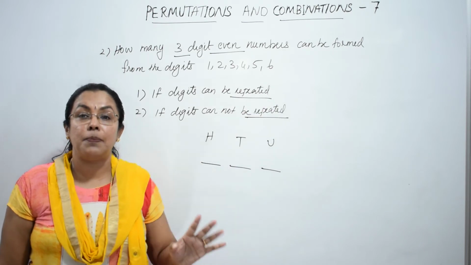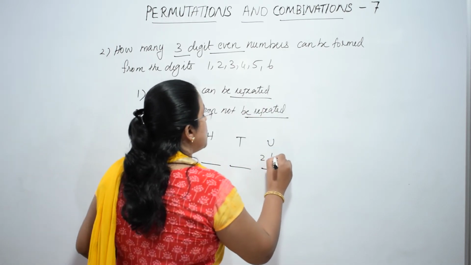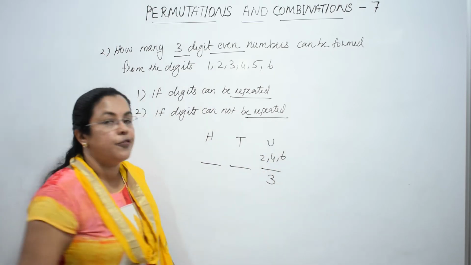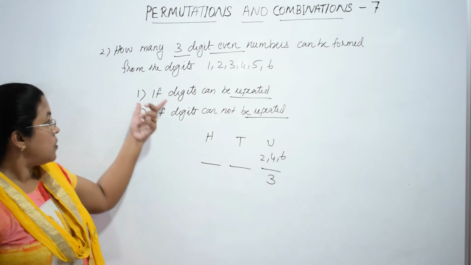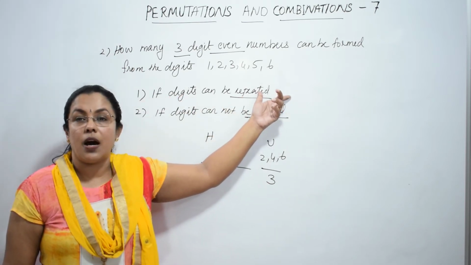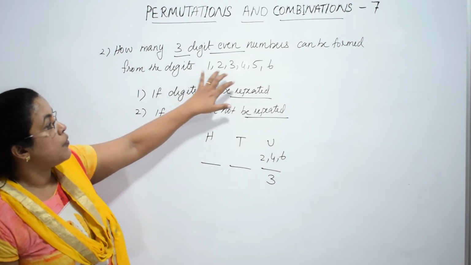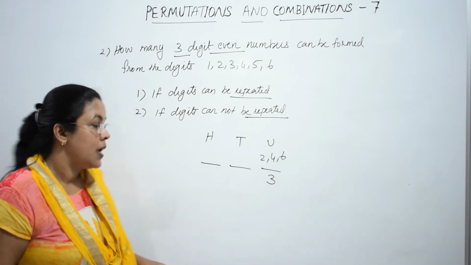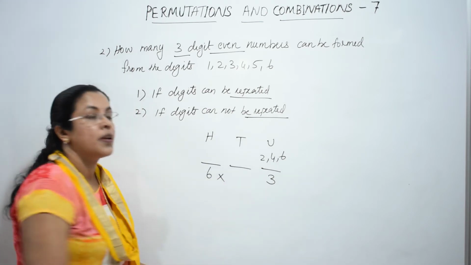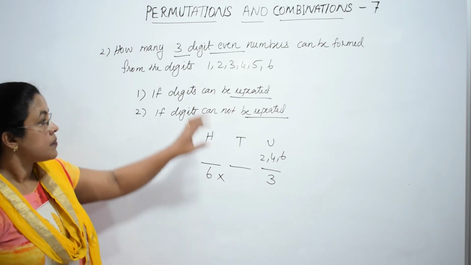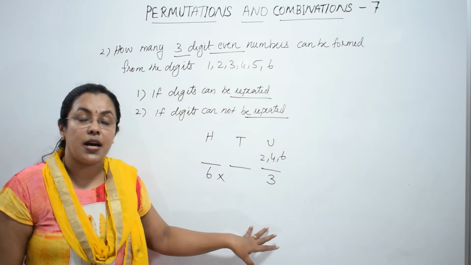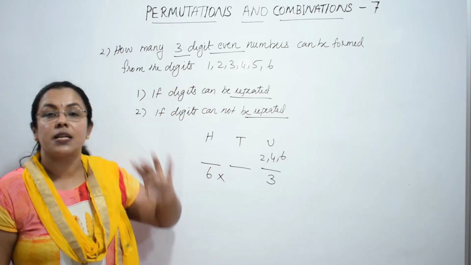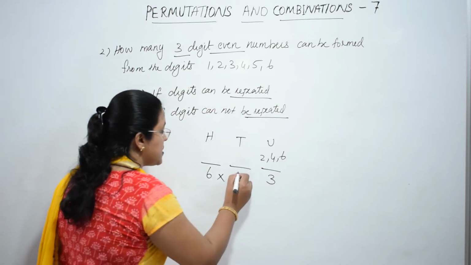Unit place can only be filled using the digits 2, 4 and 6. So this can be done in 3 different ways. Now since repetition of digits is allowed, hundreds place can be filled using any of the digits 1, 2, 3, 4, 5, 6 in 6 different ways. Again, repetition of digits is allowed. Therefore, tens place too can be filled using the 6 digits in 6 different ways.